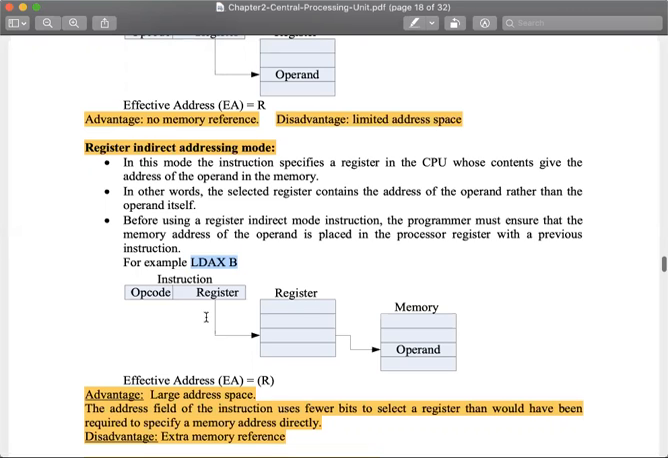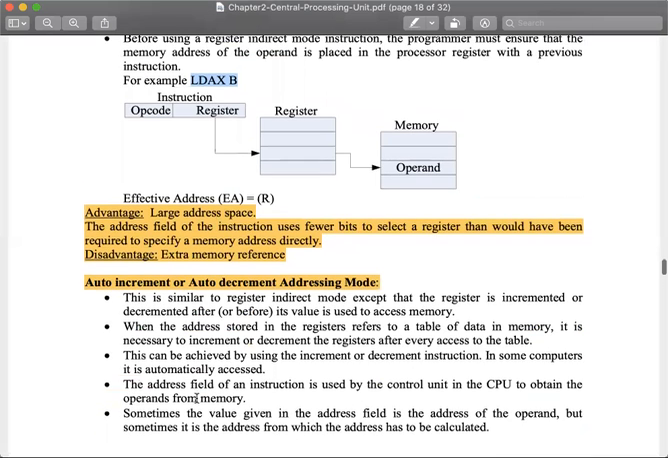So this is called the indirect addressing. That means he is not holding data, he is just holding an address. You have to take the address, then go to that address and pick the data. So this is called the indirect addressing. Some advantages and disadvantages are given here.